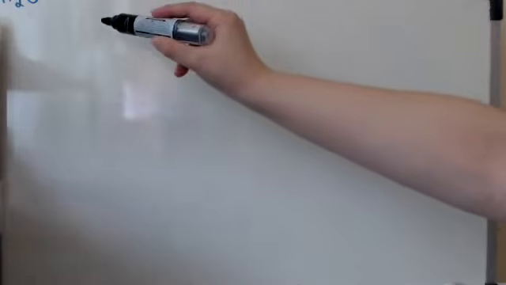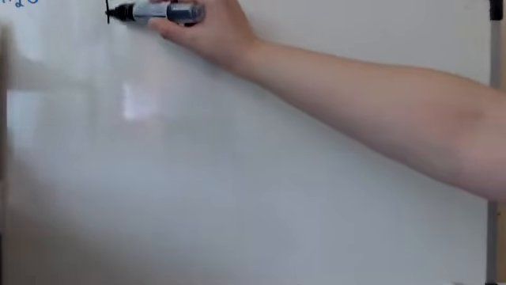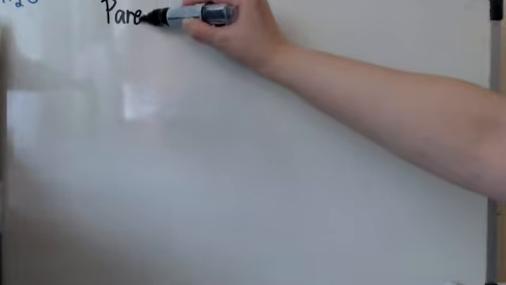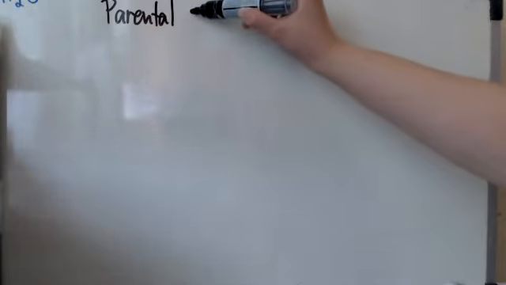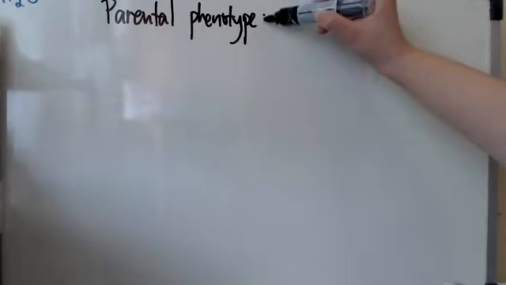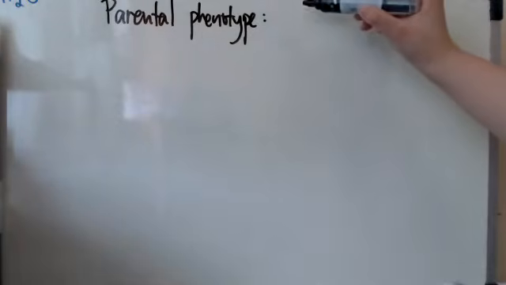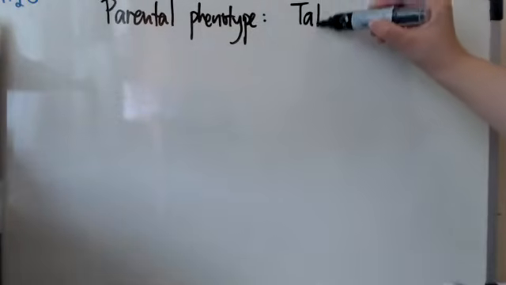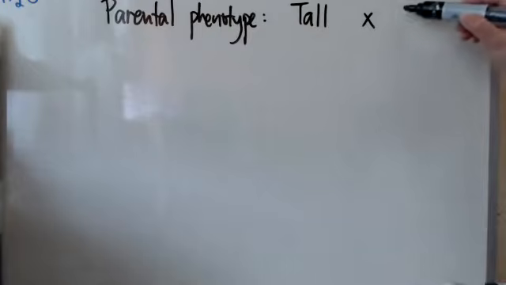Okay, let's learn about genetic diagram. In a genetic diagram, you need to write down the parental phenotype. Say in this example, I have a parental phenotype of tall crosses with short.